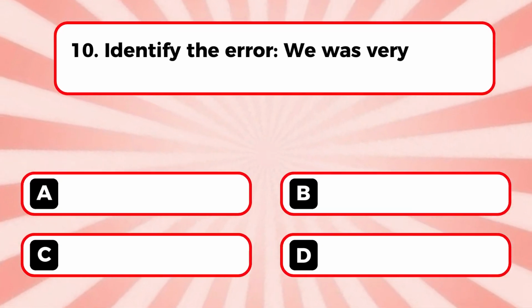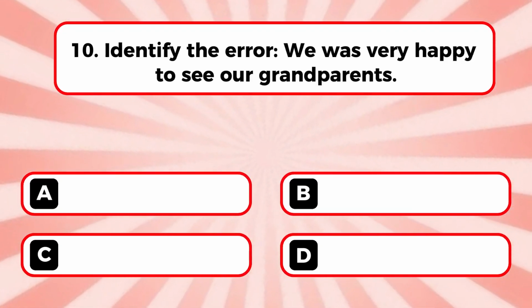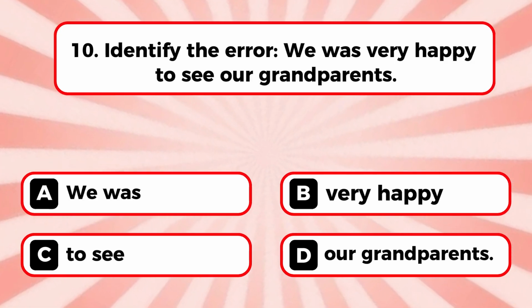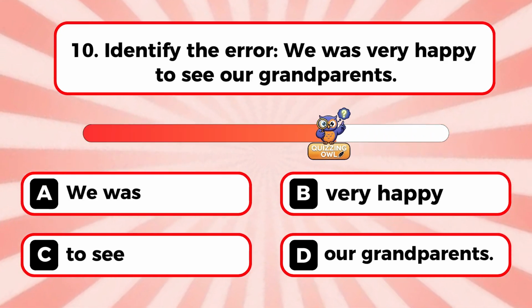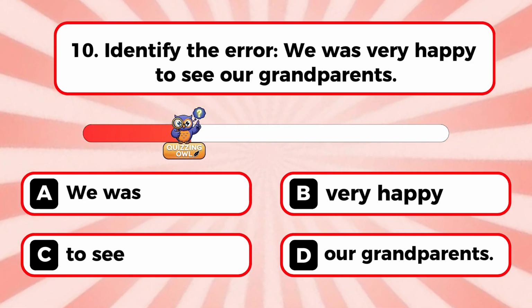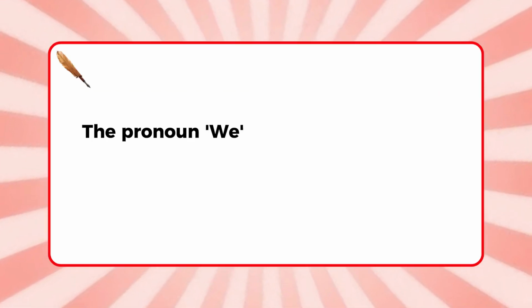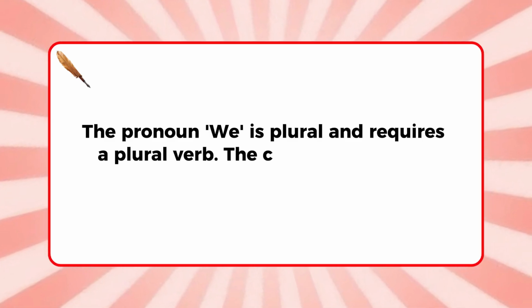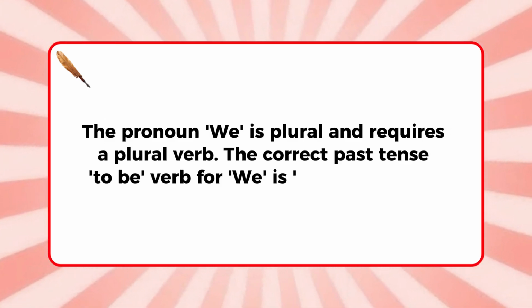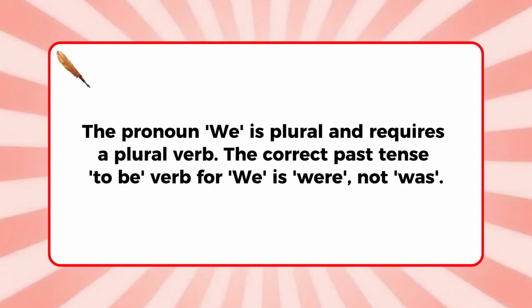10. Identify the error. We was very happy to see our grandparents. The pronoun we is plural and requires a plural verb. The correct past tense to be verb for we is were, not was.